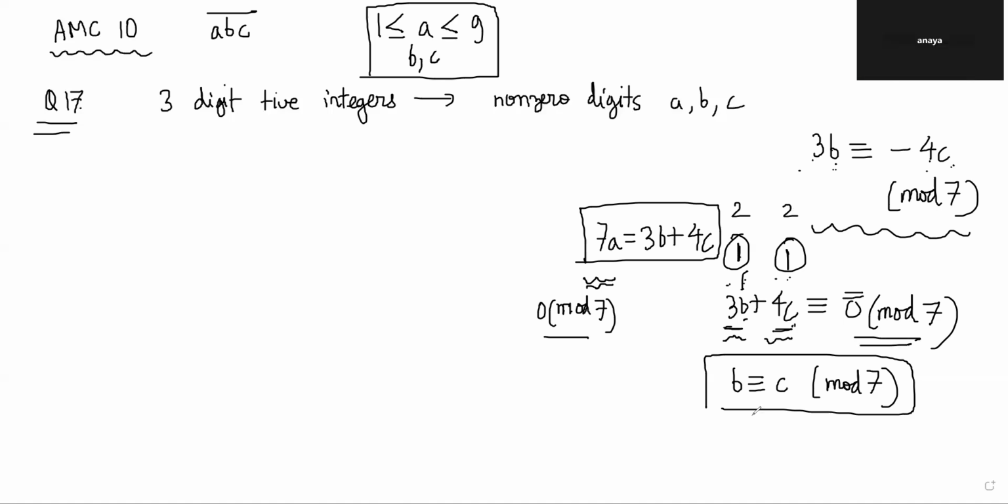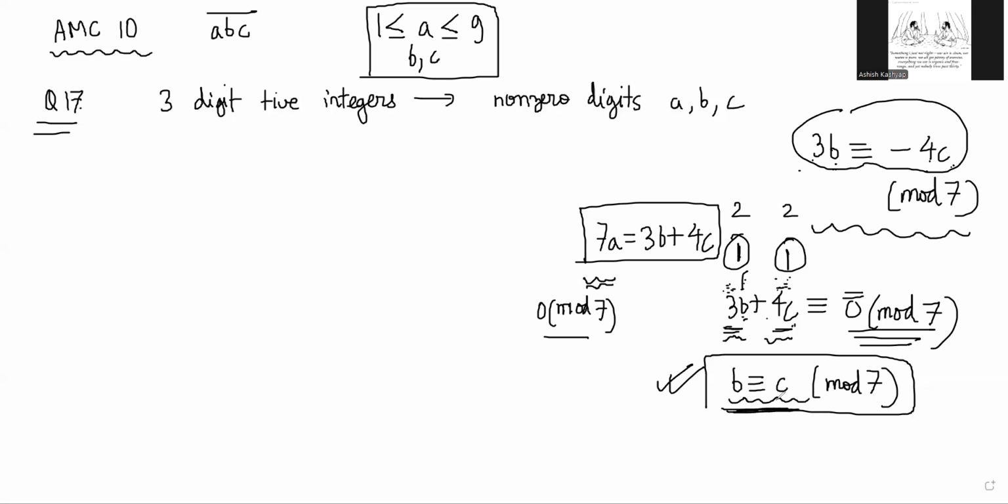Do you understand why it is coming like that? Yes. Both the numbers have to leave the same remainder when divided by 7, because when they add up, they are getting 0 mod 7. And 3 and 4 have no common factors with each other. So 3b and 4c are basically congruent to each other, which means b and c are congruent to each other, right? So if B and C are modulo 7 equal, then you can be 1 mod 7, 2 mod 7, up to 6 mod 7, right? Like that.